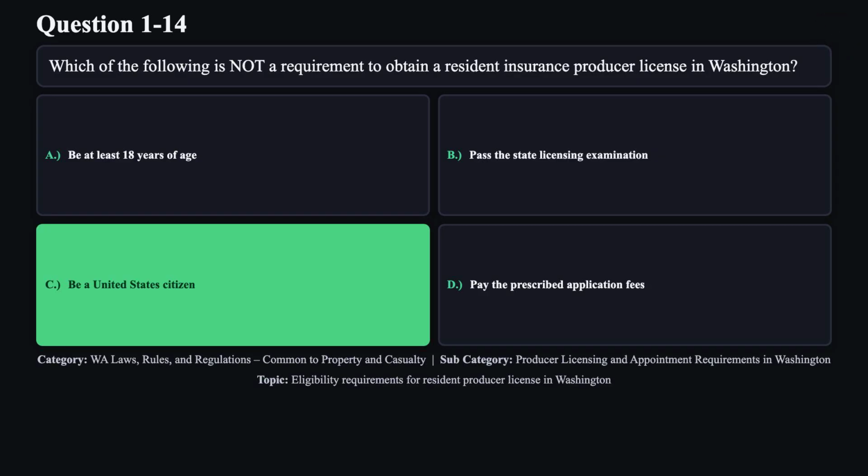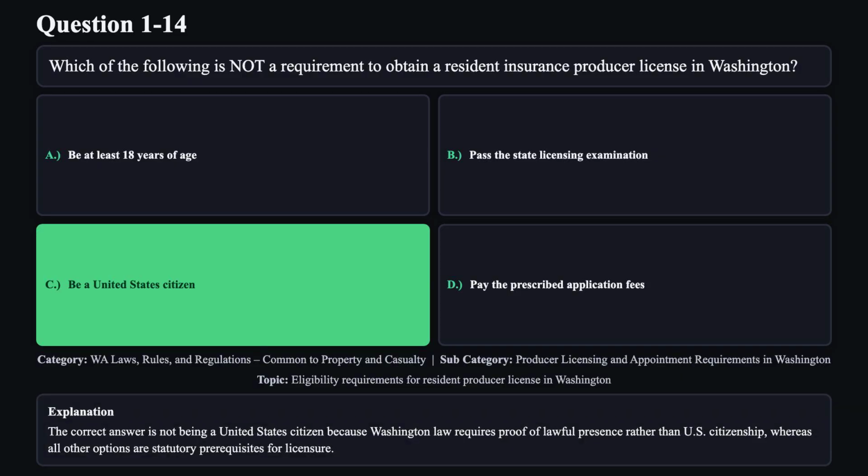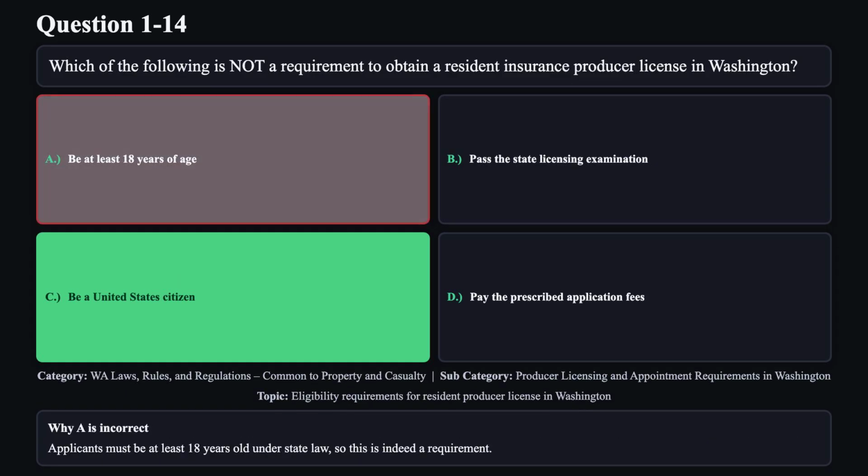The correct answer is C. The correct answer is not being a United States citizen because Washington law requires proof of lawful presence rather than U.S. citizenship, whereas all other options are statutory prerequisites for licensure. Reason A is not correct. Applicants must be at least 18 years old under state law, so this is indeed a requirement.